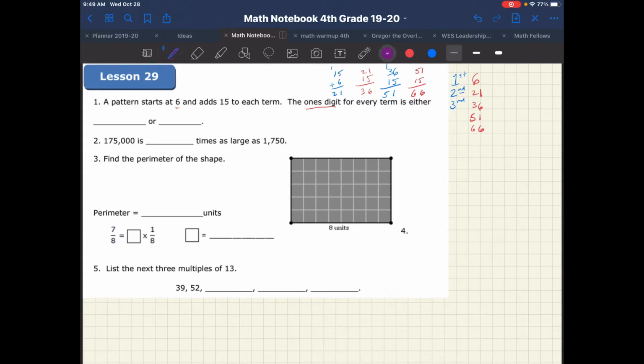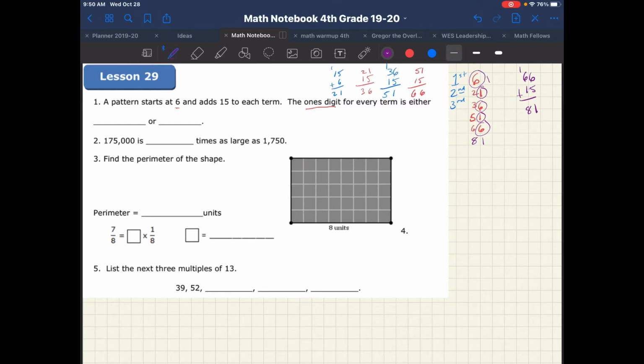66. Okay, now I've done several of these. So in the first term, I have a 6 in the ones place. 21 is a 1 in the ones place. 36 is a 6 in the ones place. 51 is a 1 in the ones place. 66 is a 6 in the ones place. It seems like I have a pattern. In the ones place, it goes 6, 1, 6, 1, 6, 1, 6. If we added 15 to 66, what do you think we'd get? 66 plus 15. Oh, there's another 1. Looks like 81. Still that same pattern.